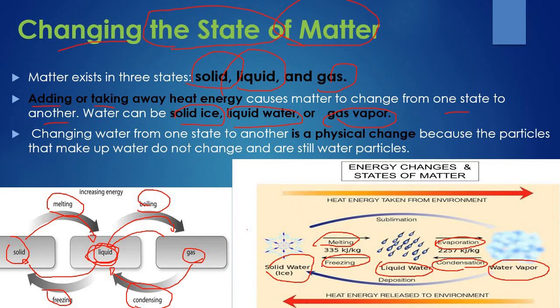When taking away heat from a liquid water, it turns into solid water ice by a process called freezing. That's it. So changing water from one state to another is a physical change because the particles that make up water do not change and are still water particles.